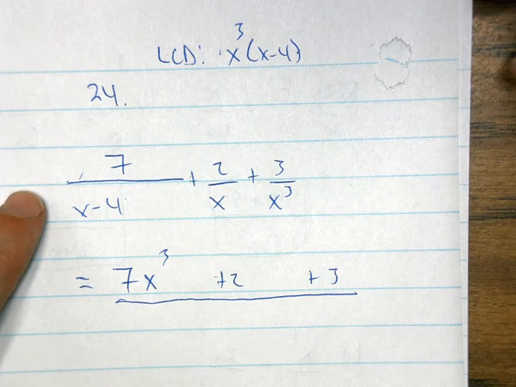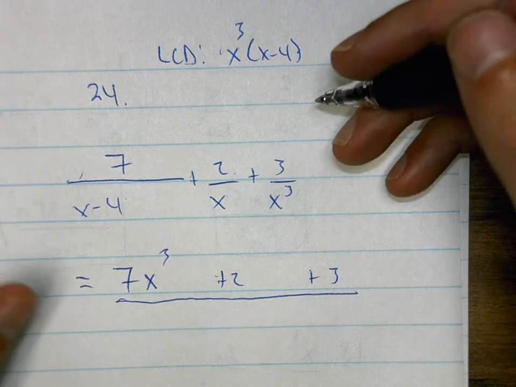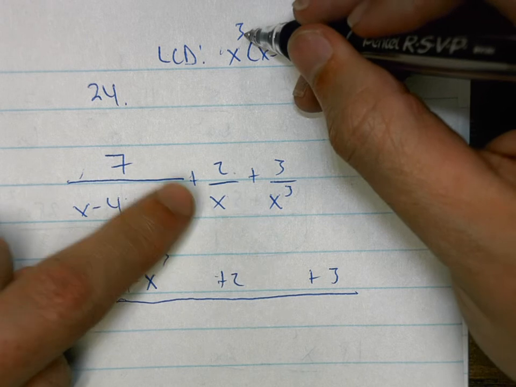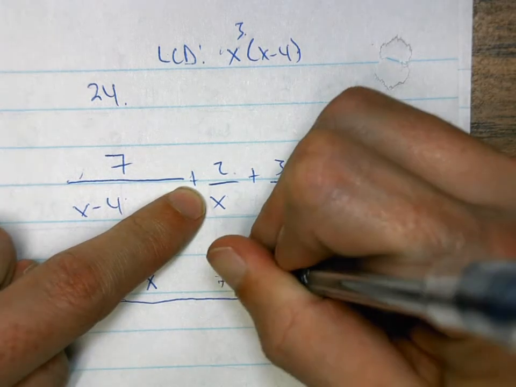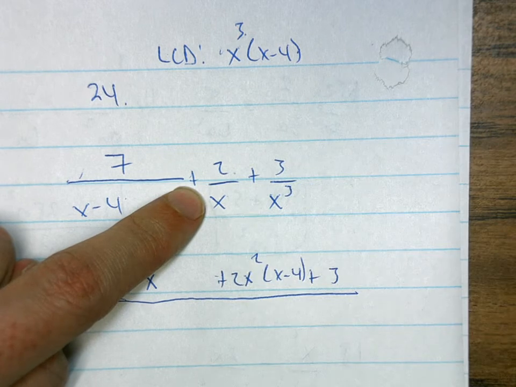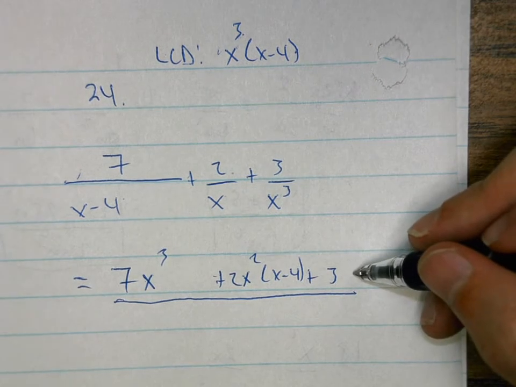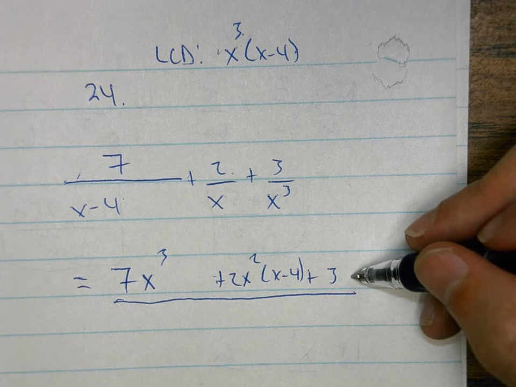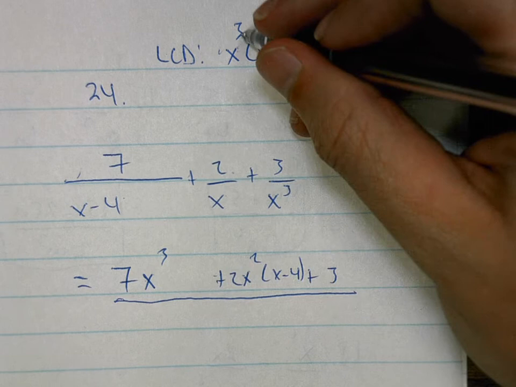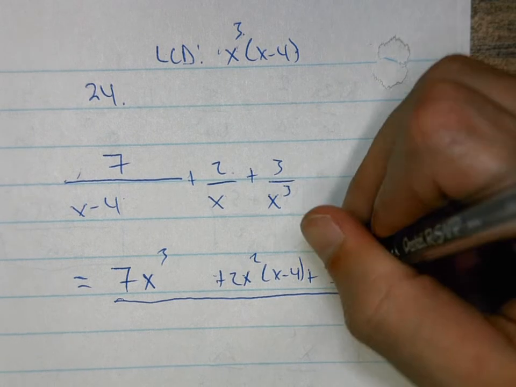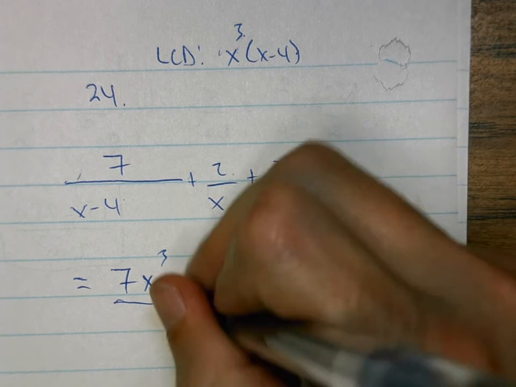Okay. So for this one, it doesn't have x minus 4. X cubed over x divided by x is x squared, x minus 4. And on the right side, has the x cubed. X cubed divided by x cubed reduces, so 3x minus 4, all over our LCD.